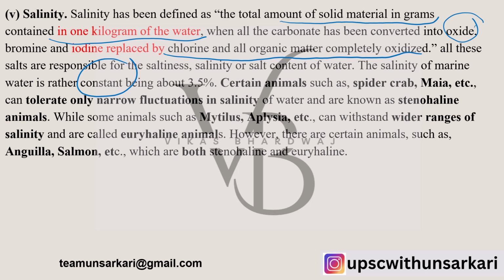And because they can tolerate only narrow fluctuations, they are known as stenohaline animals. While some animals, such as Mytilus and Aplysia, can withstand large ranges of salinity, they are called euryhaline animals. However, there are certain animals which can handle both stenohaline and euryhaline conditions, for example, salmon and Anguilla.